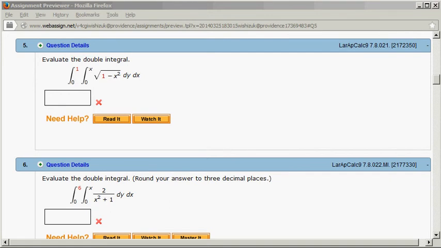Alright, let's look at the homework 7.8, 7.9, problem number 5. Alright, let's evaluate this double integral.